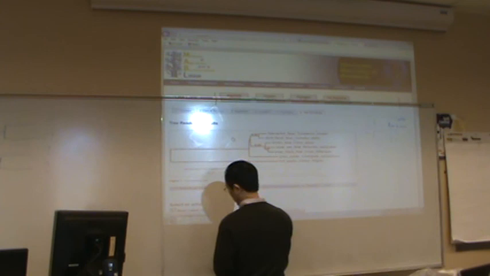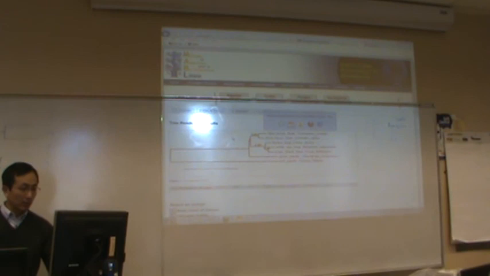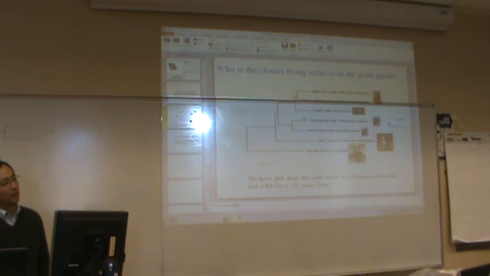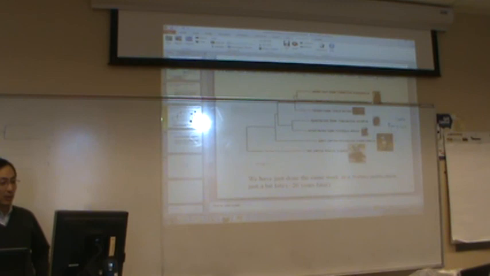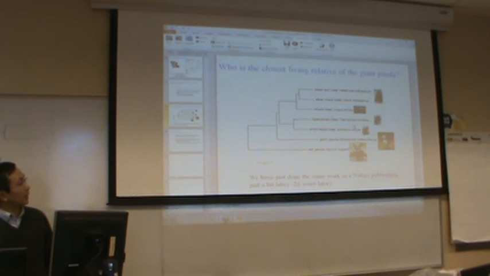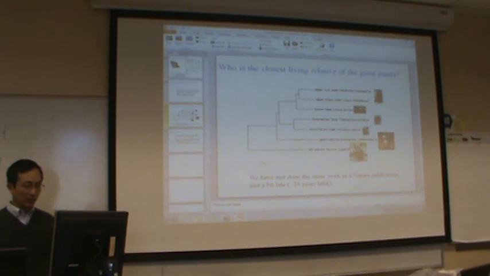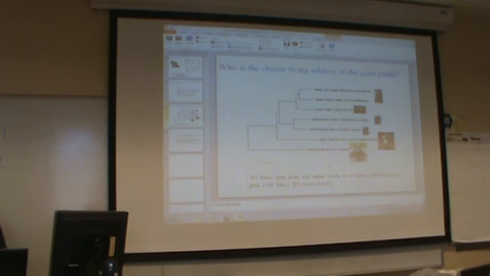Okay. So it's really not hard anymore to do phylogeny. So basically, who is the closest living relative of the giant panda? It's the spectacle bear from South America. So, I guess 30 years ago, a Nature paper, nowadays it's just a few clicks away. It's not a big deal anymore. So, okay.